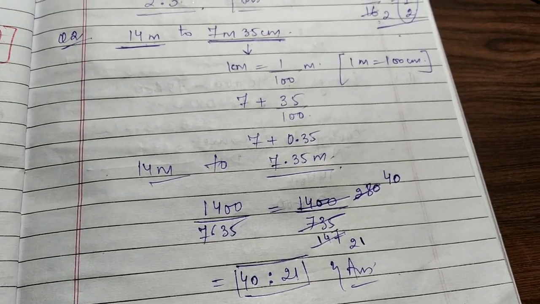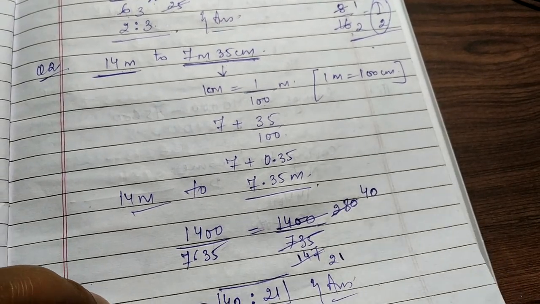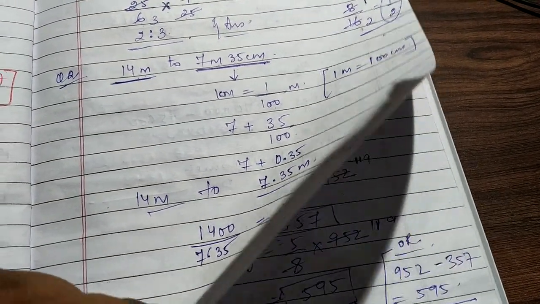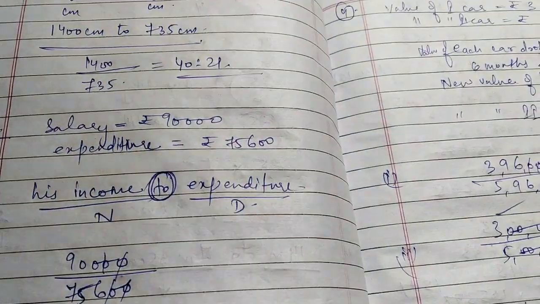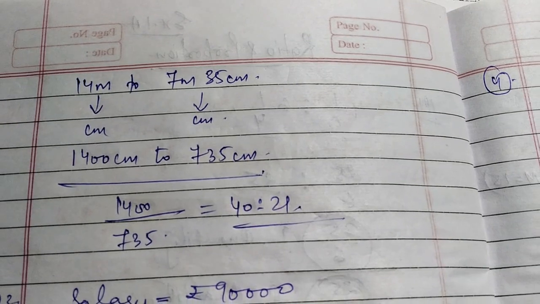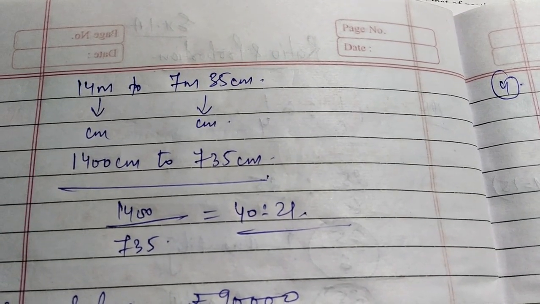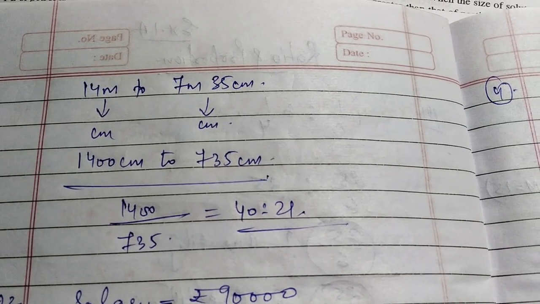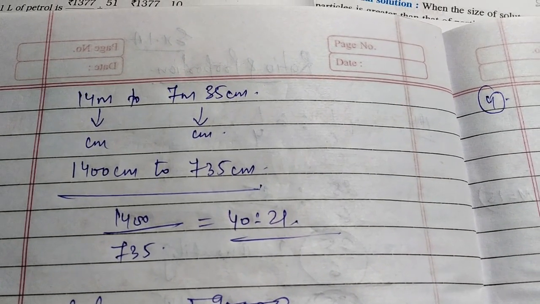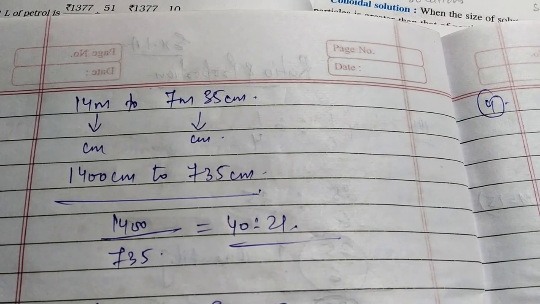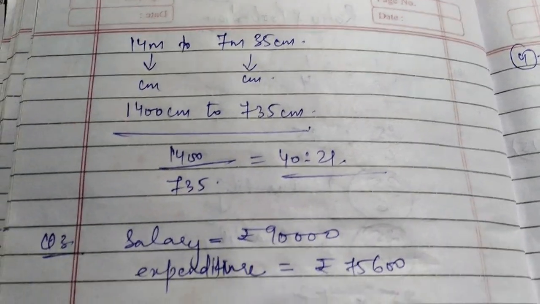Then you can find the ratio and you will get your answer by cutting it with their multiples. Okay. You can also do this with the simple method. You do not change into meter, change it into centimeter. It will be more easy. Means you will not get the decimal value. 14 meter means 1400 centimeter and this is 735 centimeter. Correct? So you divide and you will get 40:21.